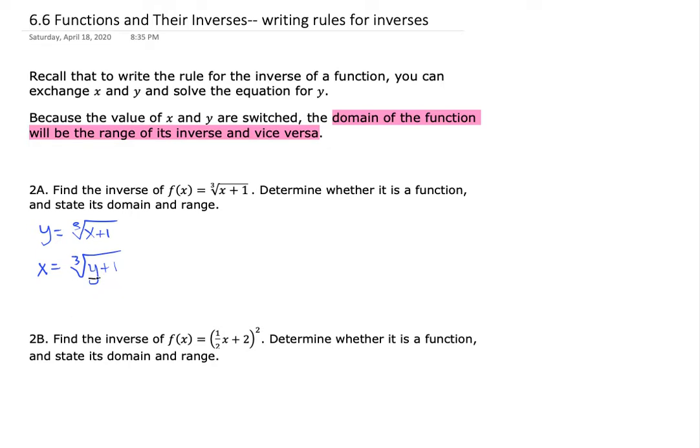So this is the cubed root of y plus 1. I'm going to raise it to the power of 3 to get rid of that cubed root. That'll cancel out the cubed root. If I do a power of 3 on one side, I have to do a power of 3 on the other side. So what I have now is x cubed equals y plus 1. Okay? And then the only other thing I have to do is subtract 1.